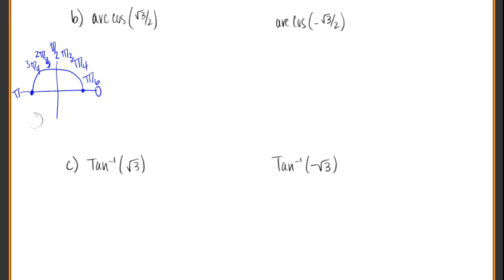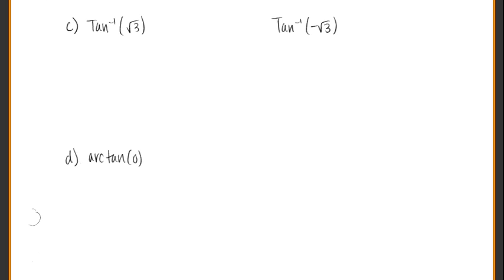Okay, so what this is saying is, when do I have an x value of the square root of 3 over 2? Well, that only happens from 0 to pi, only at pi over 6. When am I going to have an x value of negative square root of 3 over 2? So only in this window, it's going to happen at 5 pi over 6.